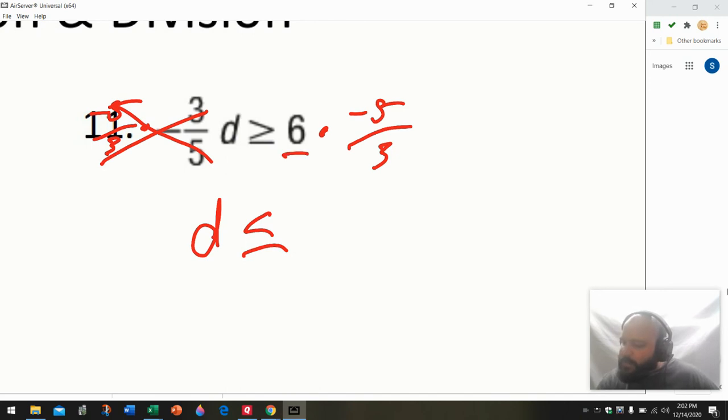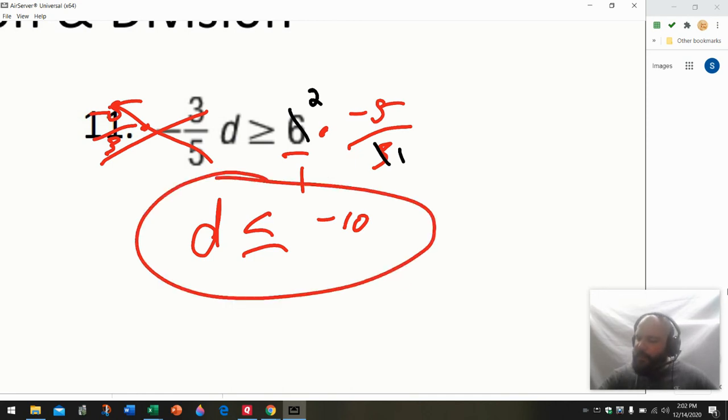Okay, now we're going to make this 6 over 1. And we can reduce on the diagonal once again. The 6 becomes a 2, the 3 becomes a 1. And so we had -10 over 1, which we don't need to put over 1. So D is less than or equal to -10. And then that's your final answer.